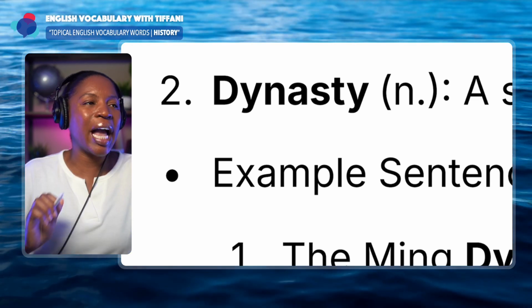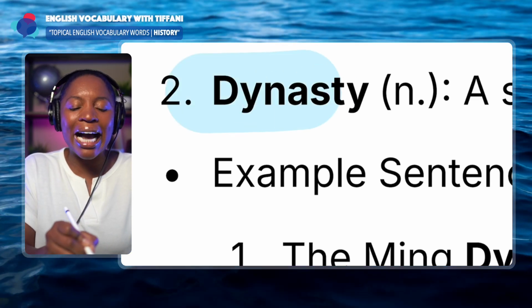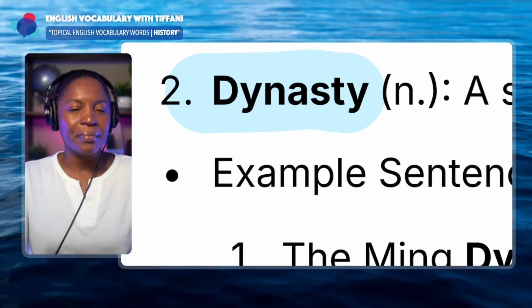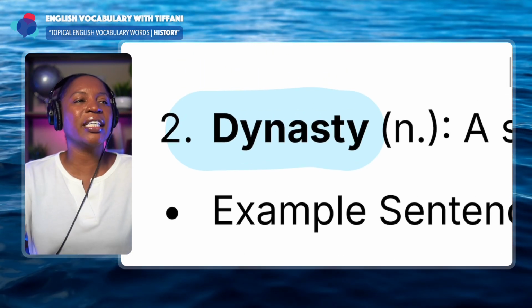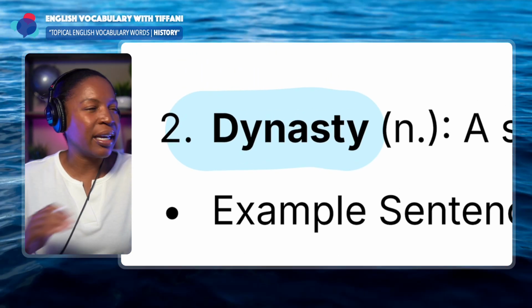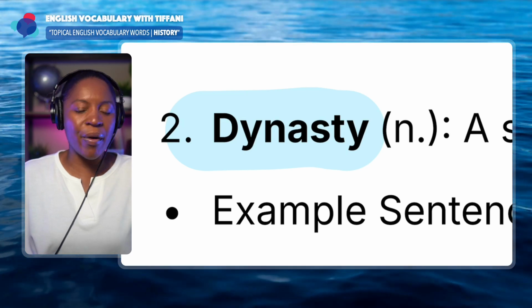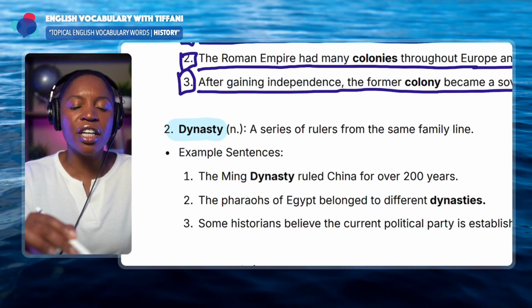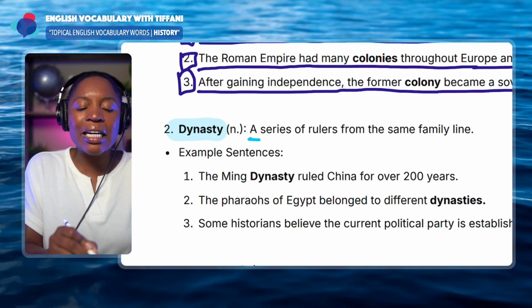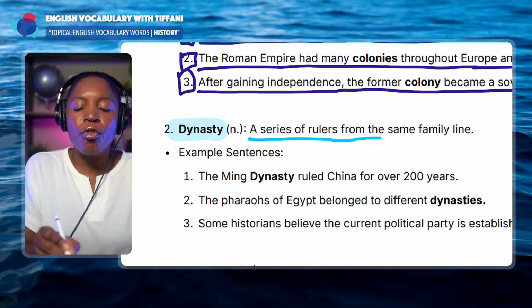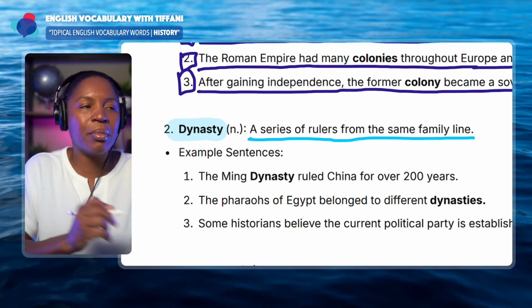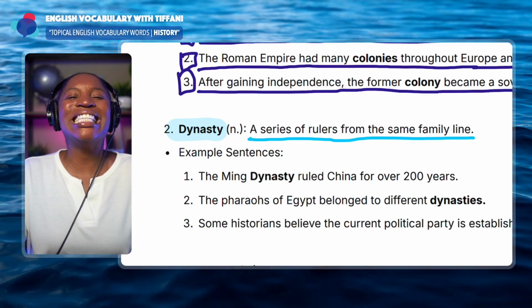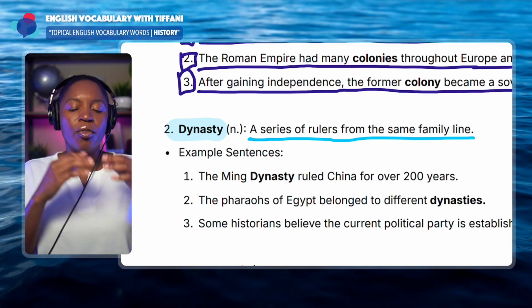All right, let's move on now to our second vocabulary word related to the topic of history. Our second vocabulary word is dynasty. Excellent. Again, dynasty. Very good. Now, this term dynasty, it literally just refers to a series of rulers from the same family line. Dynasty, a series of rulers from the same family line.